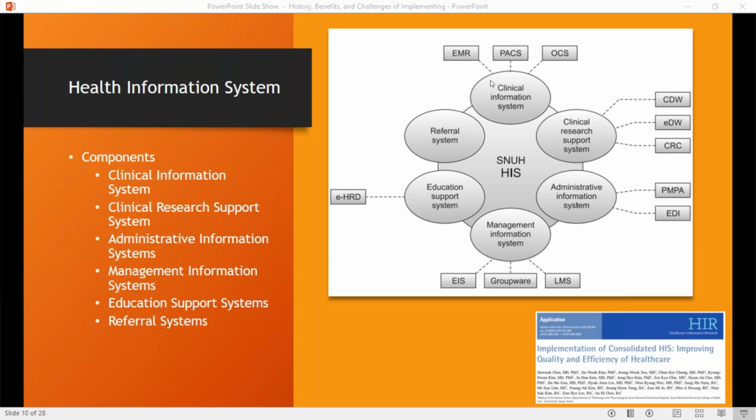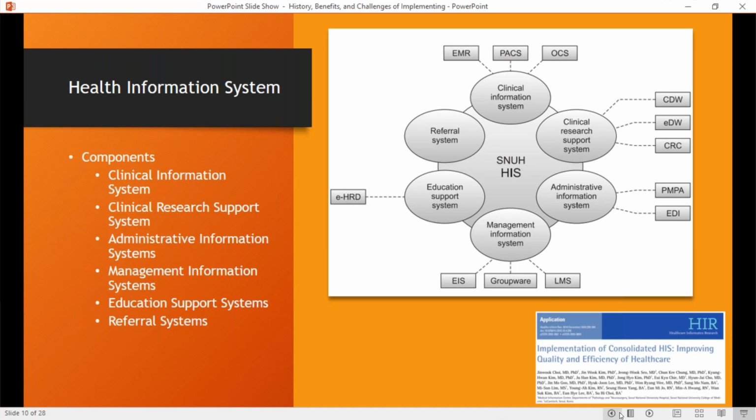So under that CIS, you have the EMR, or the electronic medical records. You have the PACS, or the picture archives system, which basically handles images that come off from radiology, from the other imaging departments of the hospital. And you have the OCS, which is a system that handles the physicians' or the clinicians' orders. Now, supporting those functions, you have a referral system between departments. You have a clinical research support system that handles the data that comes off from clinical research. The administrative information system, again, handles the fiscal, financial aspects of the hospital, and even includes the PMPA, which handles the personnel management.